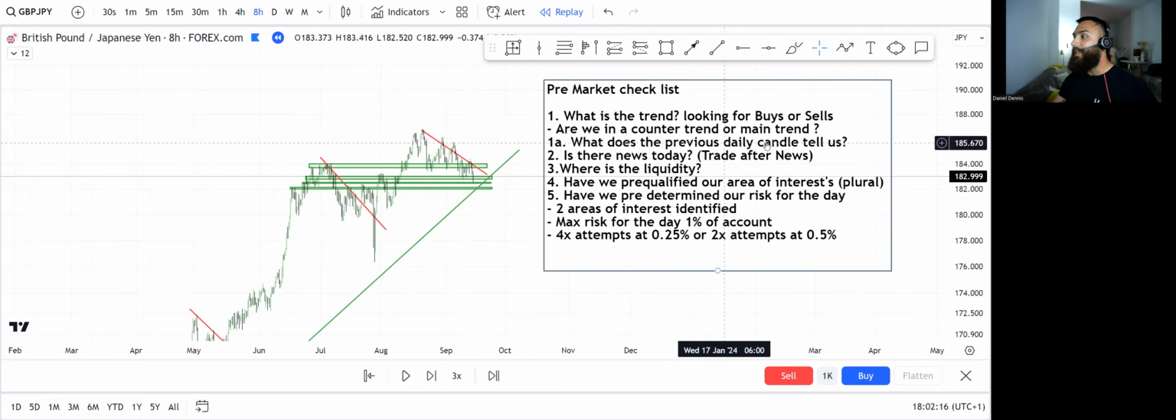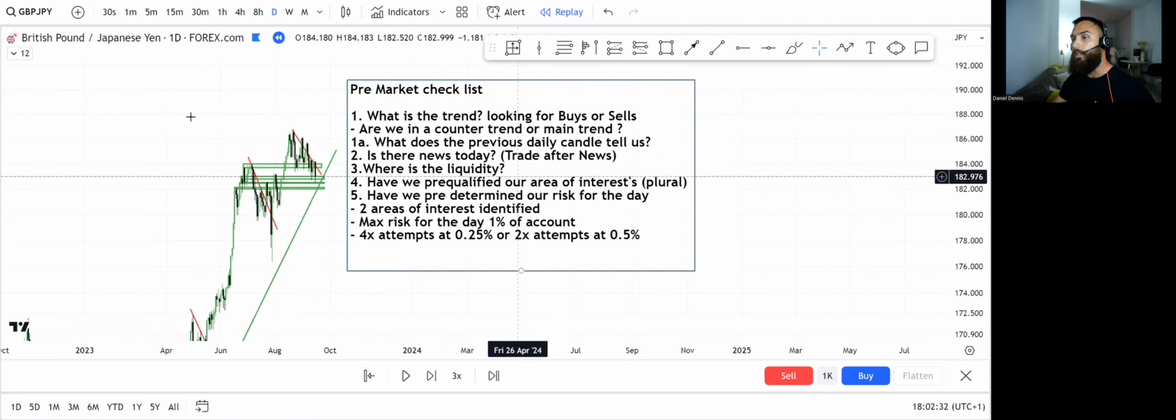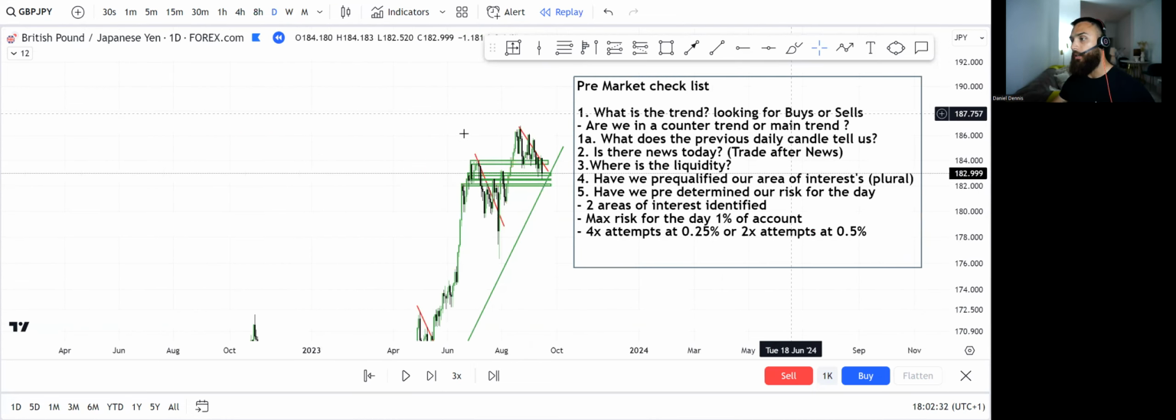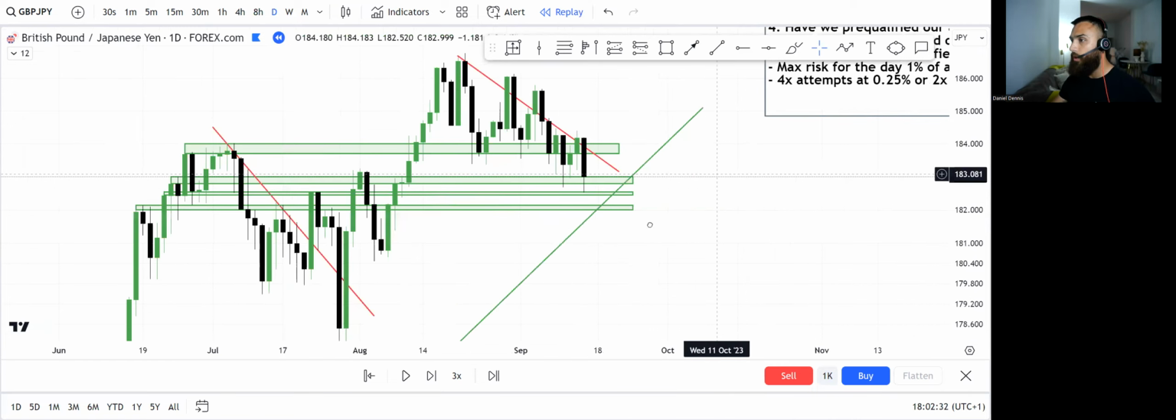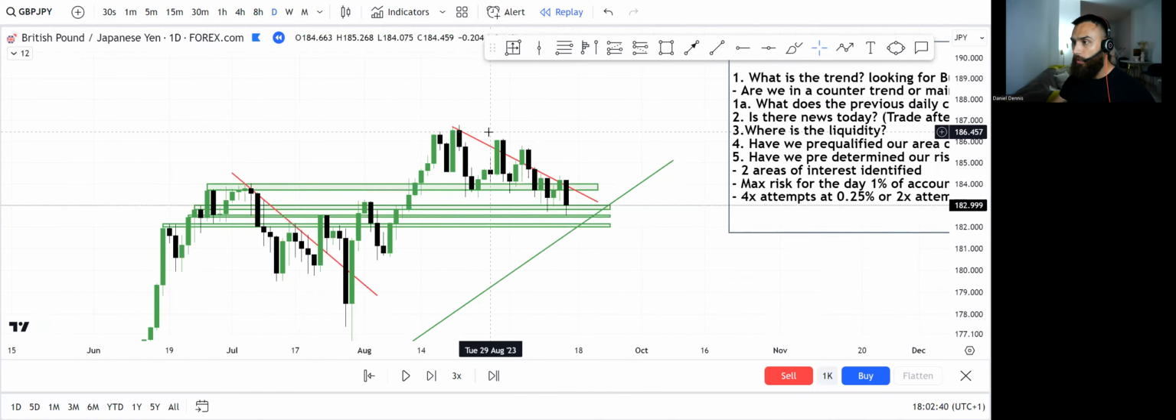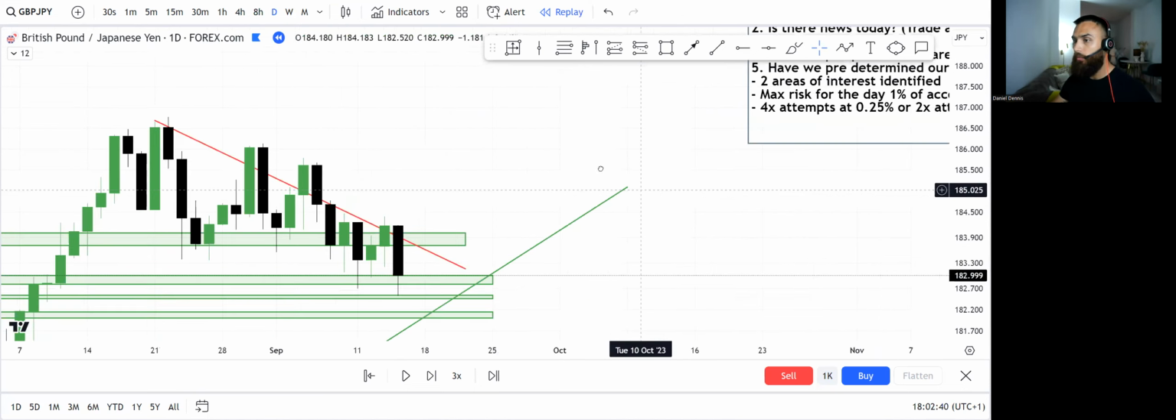What does the previous daily candle tell us? Once we've identified the trend and the counter trend, even though I only look for buys, the daily candle can really give you an insight into what's going to happen the next day. So I'm going to give you an example about this. Here's a really good example.